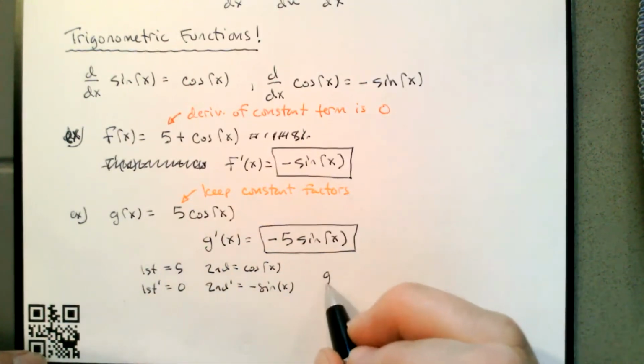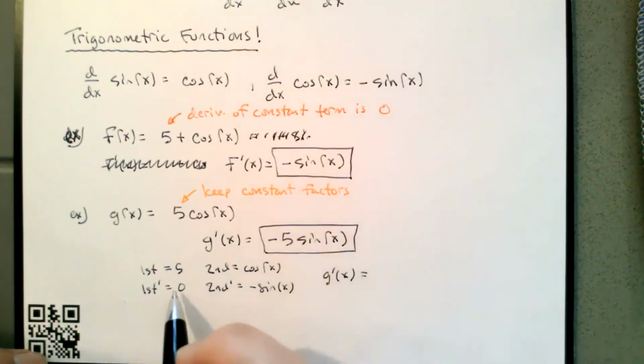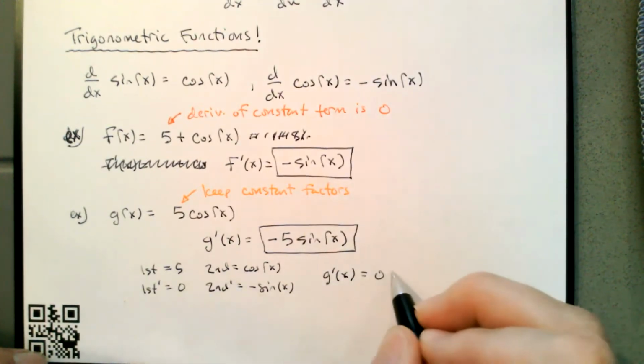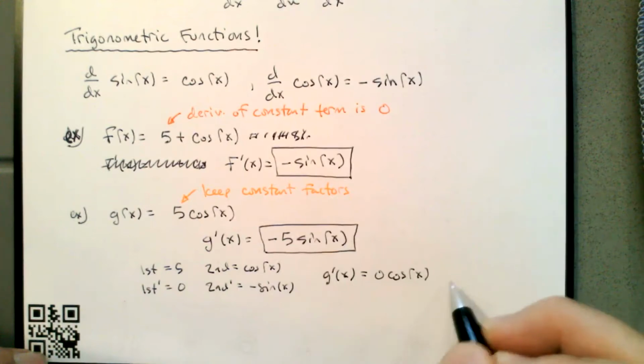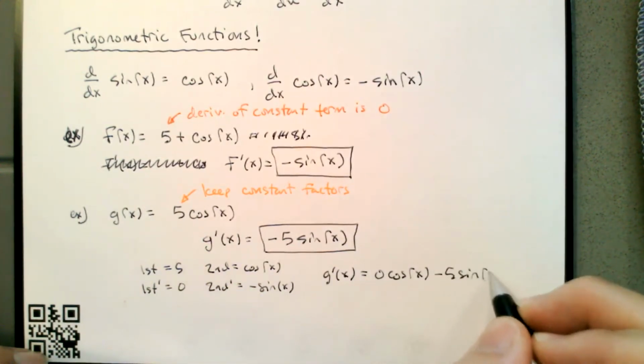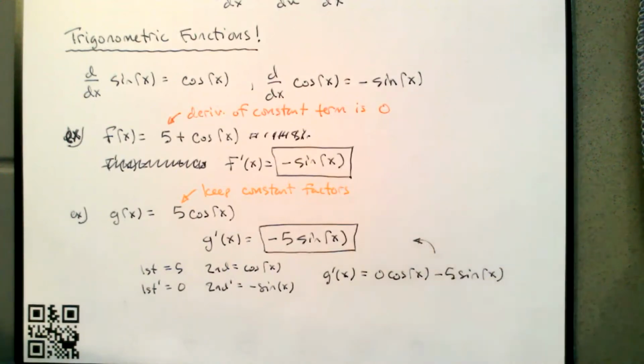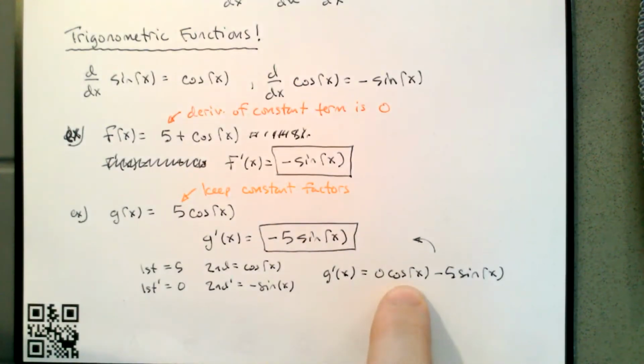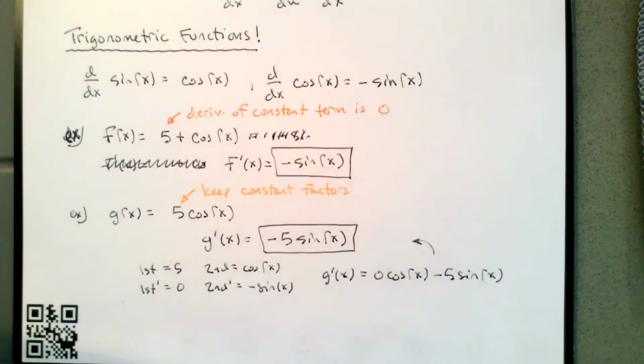So g prime with the product rule would be the derivative of the first times the second, plus the first times the derivative of the second. So we kind of are using the product rule, but we're recognizing that if one of the factors is constant, then one of the terms in the product rule is going to be 0. So even if we use the product rule, we would still get the same thing. Correct. Okay, that makes sense. Cool.